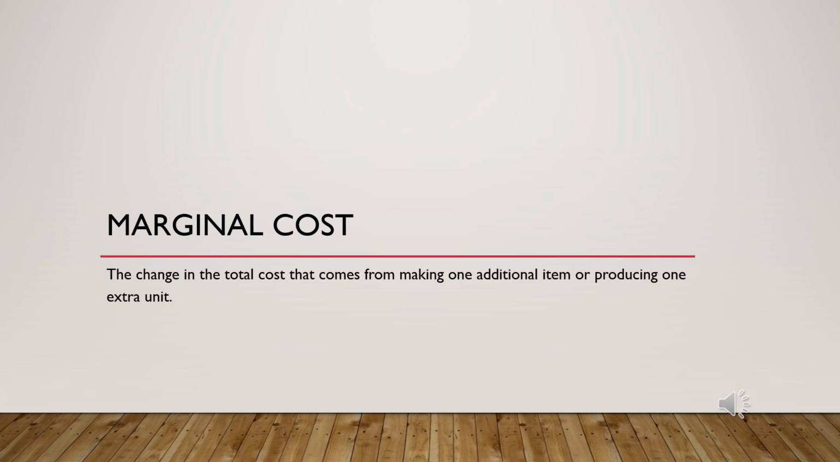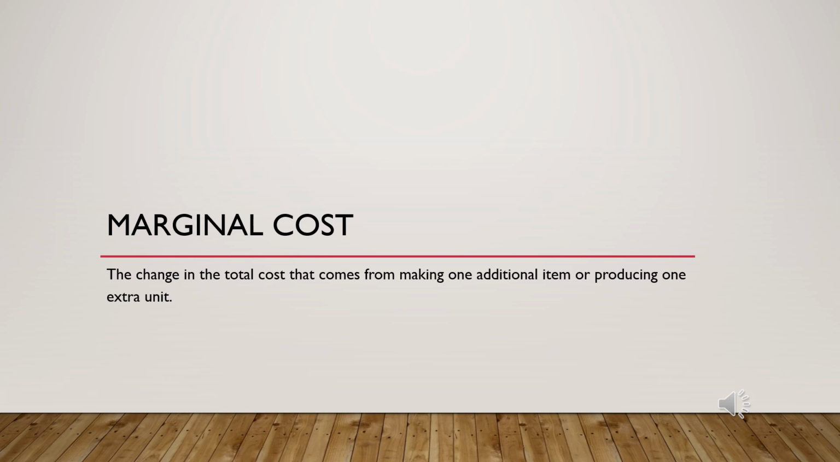So marginal cost is a concept of economics that refers to additional cost which is incurred by producing one additional unit of goods or services. So in simple terms, marginal cost represents the cost of producing an extra unit of output. It takes into account the additional expenses required to produce that unit.